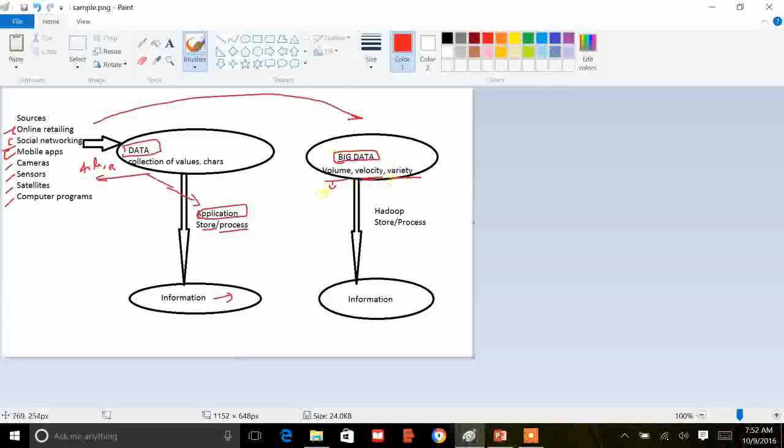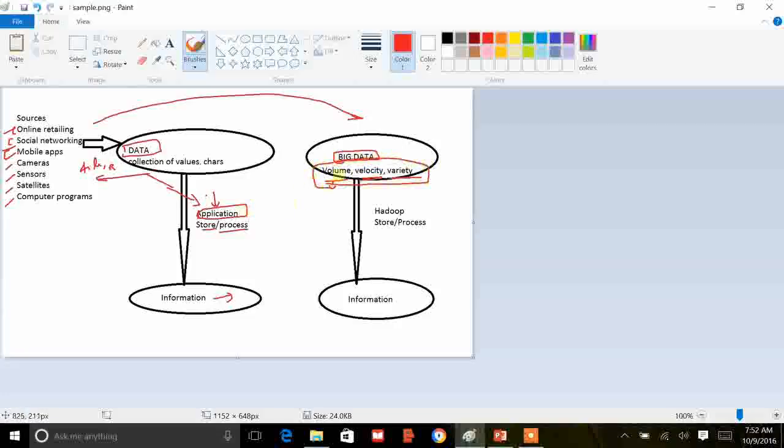Next is variety. Variety means the different types of data, like audio files, text files, images, logs, emails. These sources are generating a variety of data, and the applications we have are unable to process this big data because big data has these three properties.